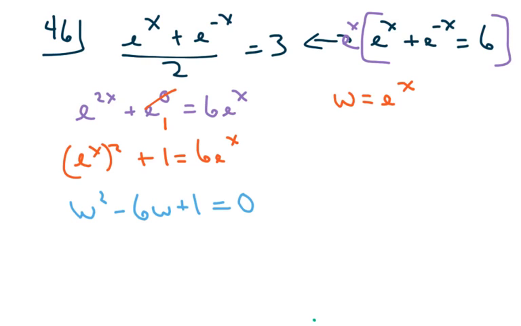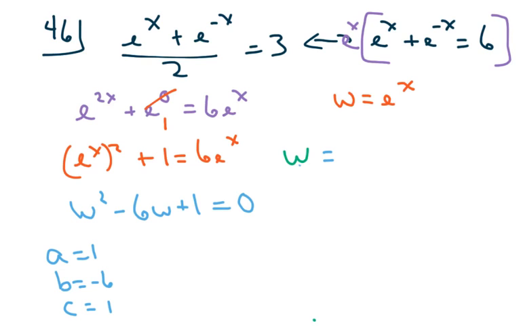Clearly we can't factor it, so I'm going to use the quadratic formula. So in our quadratic formula, a equals 1, b equals -6, and c equals 1. And use my quadratic formula, and I get w. It's not x, it's w, thanks for telling me.